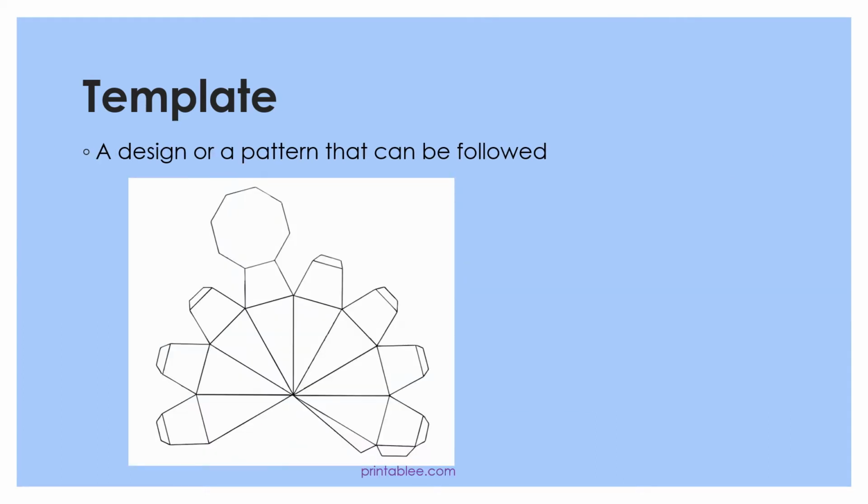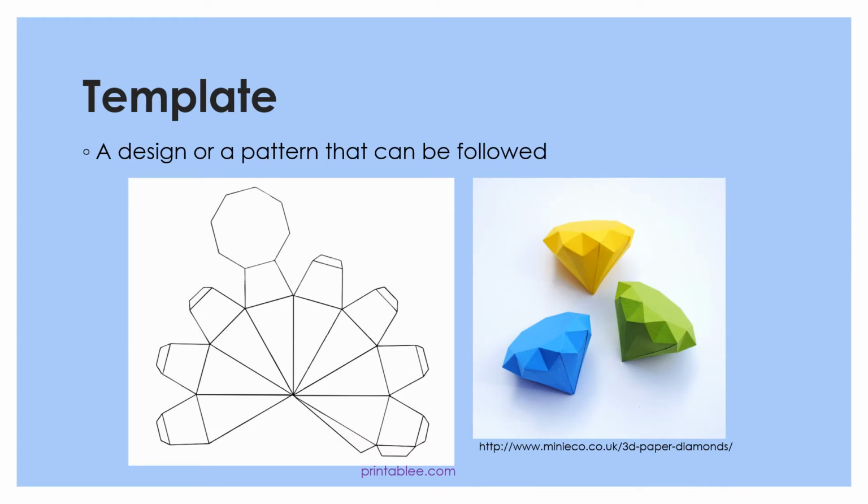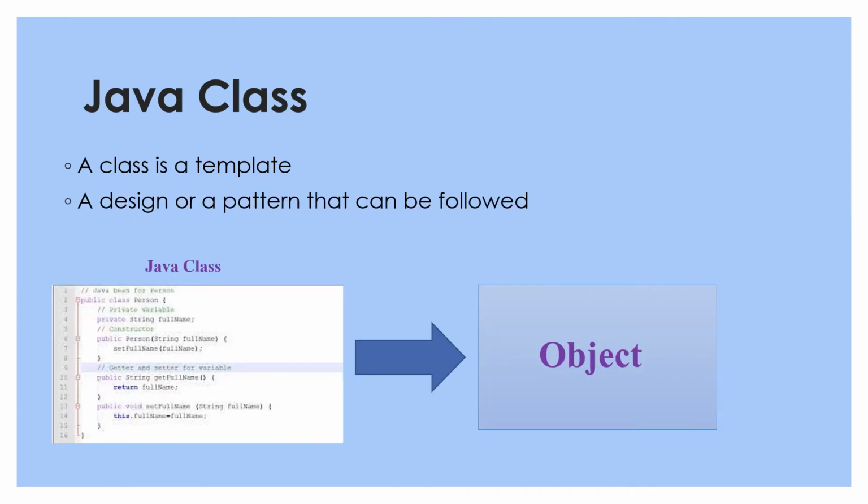Another kind of template would be a paper template that you can cut out, or duplicate and then cut out, and you could make a beautiful little 3D paper diamond from it. That's another kind of template. So a Java class is also a template, which is a design or a pattern that can be followed. And from this template, we make objects.